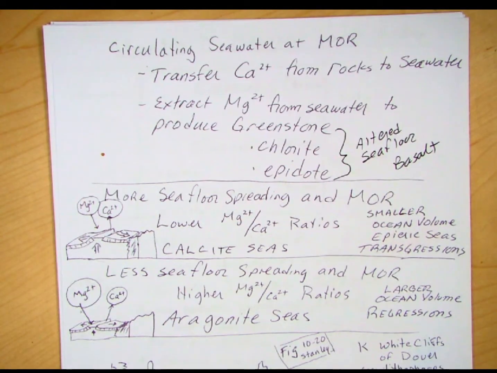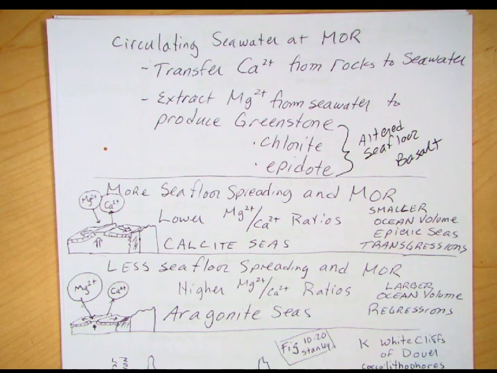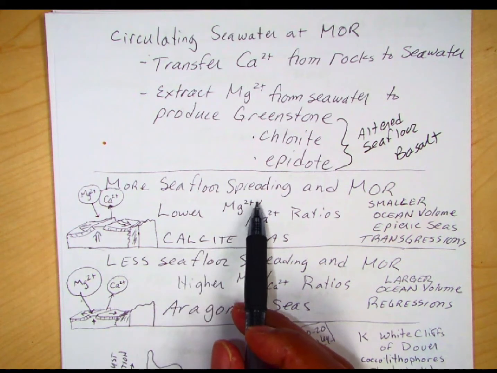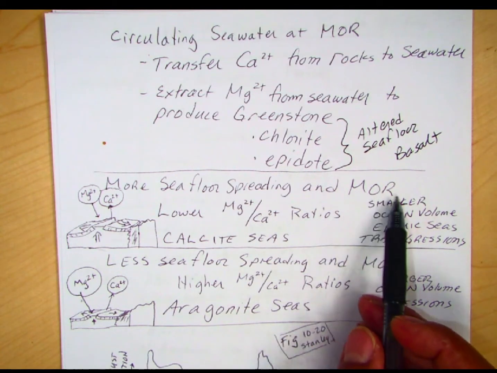So we alter that basalt into these green minerals. That's what makes it greenstone. So it's a metabasalt there. More seafloor spreading and bigger mid-oceanic ridges, right?